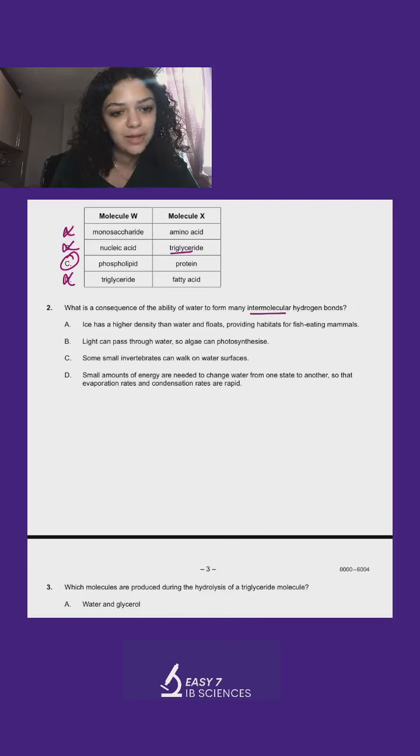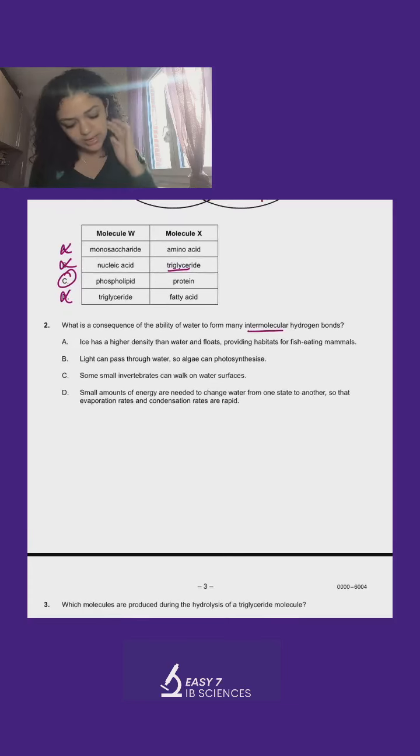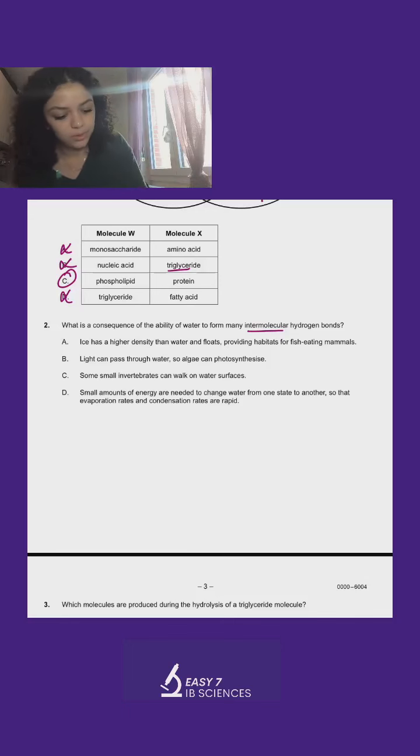C. Okay, let's go through the answer options in case someone was a bit not okay with the question. We're going to read it together. So it says, ice has a higher density than water and floats, providing habitats for fish-eating mammals. Does ice have a higher density than water, or is it a lower density? We know that ice has a lower density, and that's what actually allows it to float. So that's why we can cross out A.